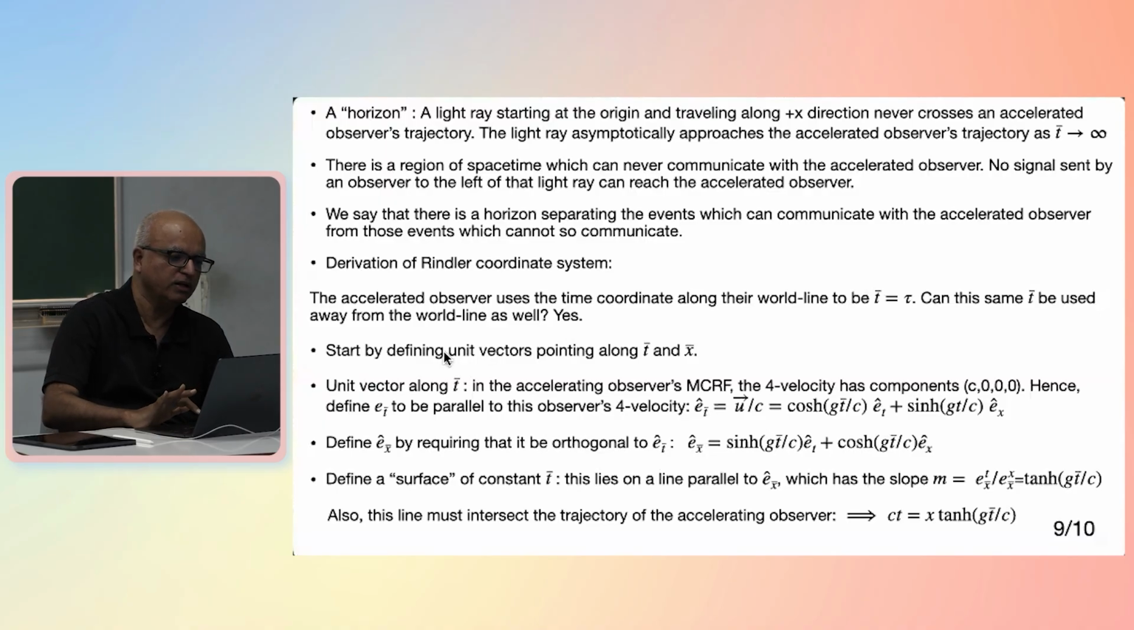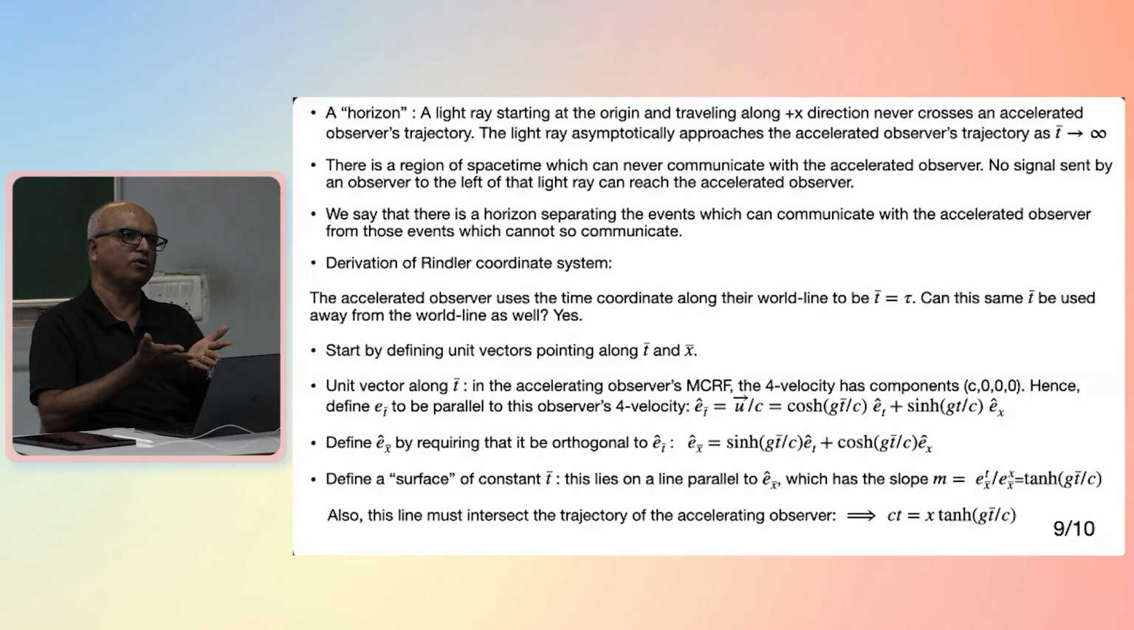So, what do we need? Start by defining unit vectors pointing along t bar and x bar. Natural, no? You want to make a new coordinate system, you want to know what the unit vectors are. Unit vector along t bar.